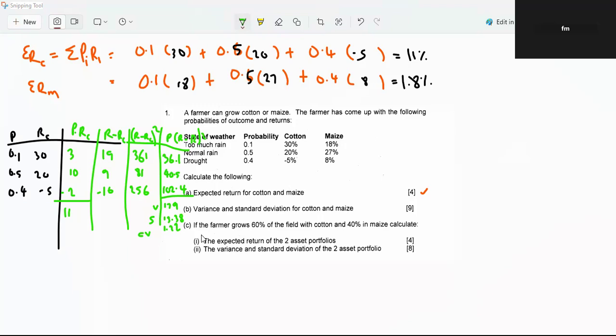Are you together? So here we want to compare. The question is, find the expected return for cotton and maize. I was just doing cotton, and we found 11. What is the variance for cotton? 179. What's the standard deviation for cotton? 13.5.